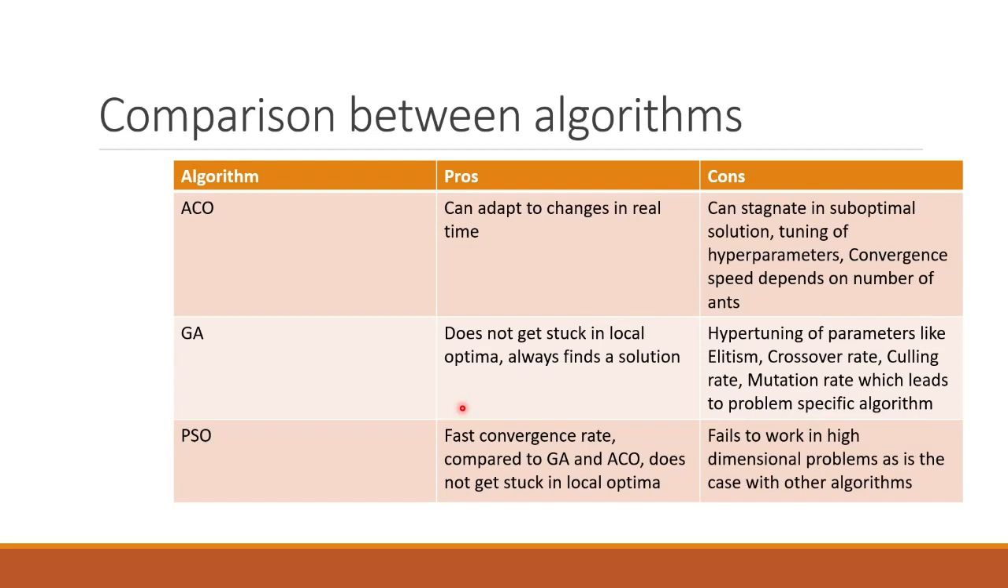In PSO, its biggest advantage is that it has a very fast convergence rate compared to genetic algorithm and ACO, and it also does not get stuck in local optima. However, PSO as well as the other algorithms fail to work in high dimensional problems, and it will again find a suboptimal solution and not the optimal solution.